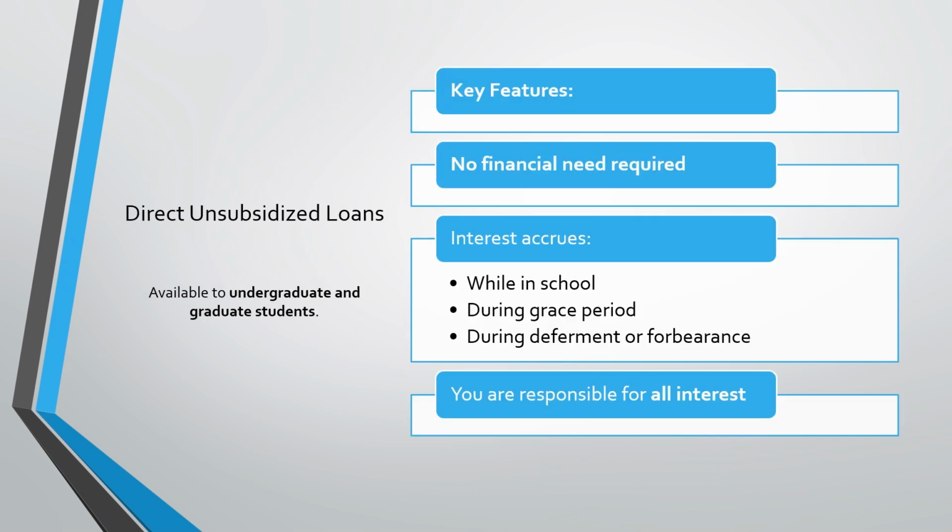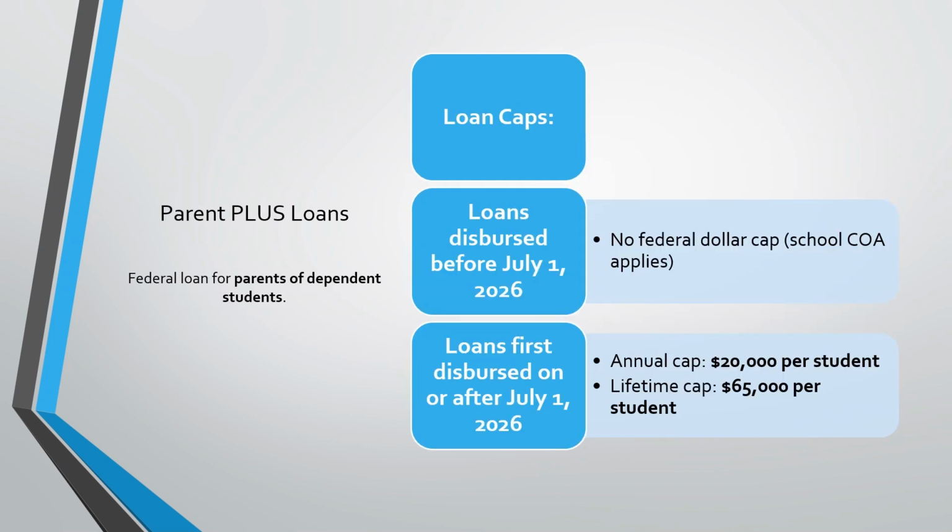Direct unsubsidized loans are available to undergraduate and graduate students. Parent Plus loans are federal loans available to parents of dependent students. These loans require a credit check and are the parent's legal responsibility to repay.